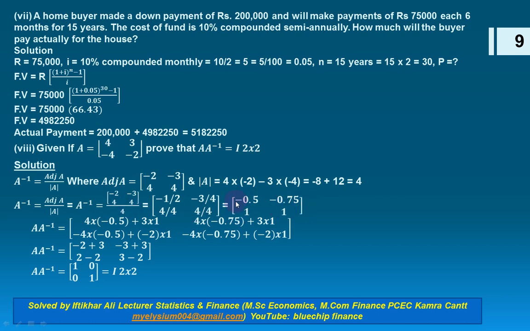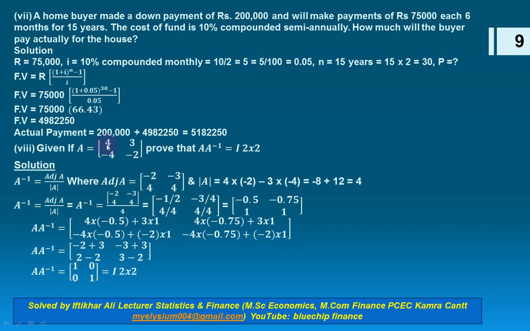So A inverse will be equal to -0.5, -0.75, 1 and 1. Now we simply multiply matrix A with A inverse. So we simply multiply this matrix with this matrix. The way is very simple: row multiplied by column.